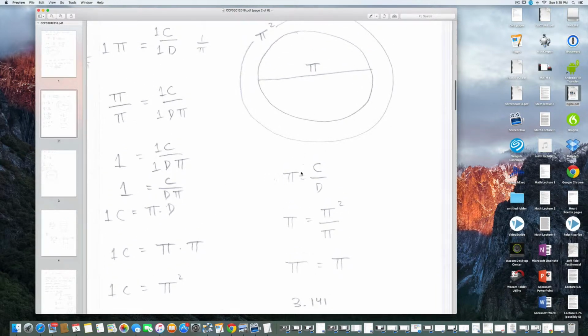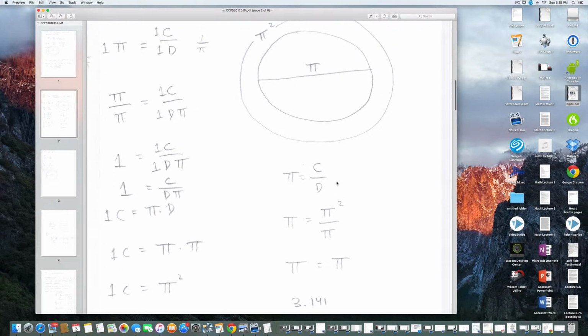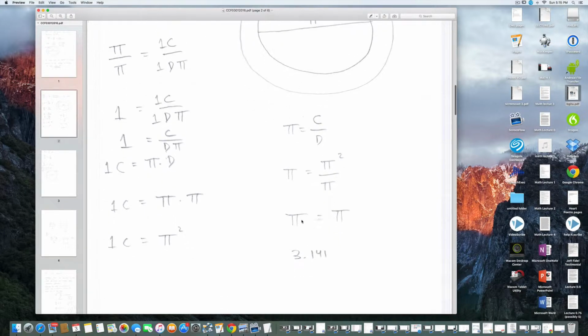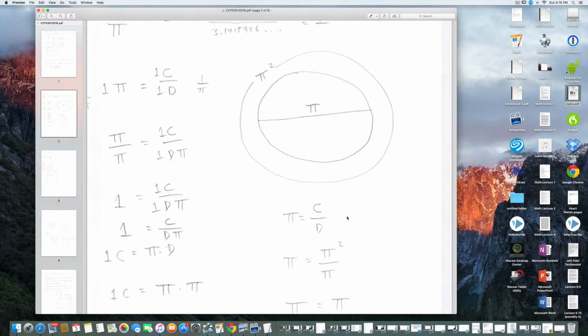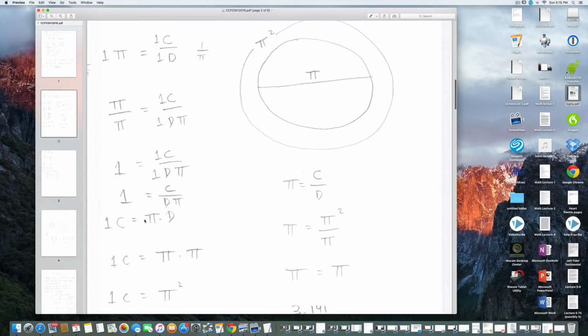So pi equals circumference over the diameter. Circumference over diameter, that's our definition of pi. So pi equals, in this case, circumference pi squared over pi, and then pi equals pi, which is pretty much getting back our definition again. So here we have our new value of 1, which is 1 equals circumference over diameter pi. We could also say that 1 equals that in relation to pi.